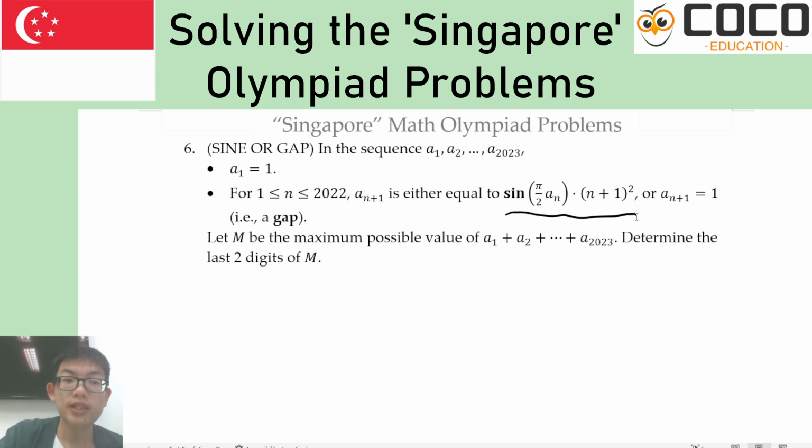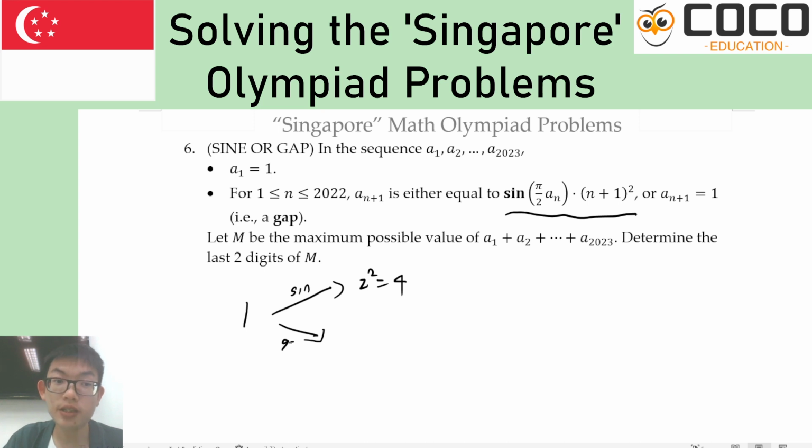Okay, so this is our condition. You start off with 1, and then you have two choices. Either sine of pi over 2 a_n times (n plus 1) squared. So if I took this option, the sine option, then I will get sine pi over 2 is 1, so it just gives me 2 squared, which is 4. If I took the gap option, it means I stay at 1.